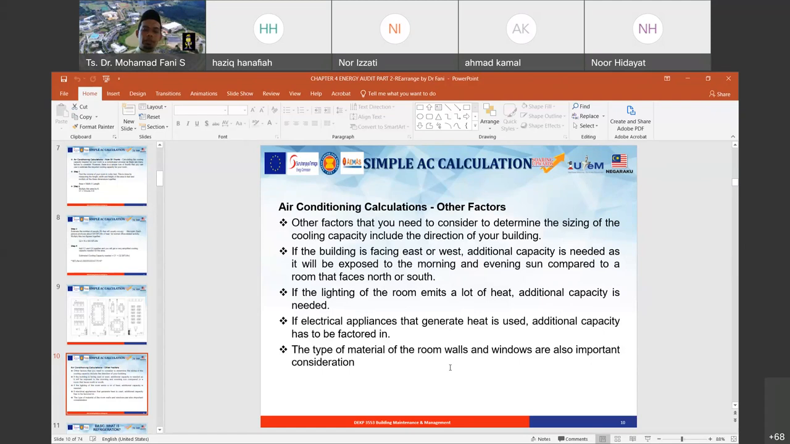The types of materials of the room, wall and windows are also important considerations. So please ensure that your window is fully closed, without any gaps through which the cool air will go outside. If you can control all these elements, you will get the proper size for the aircon.